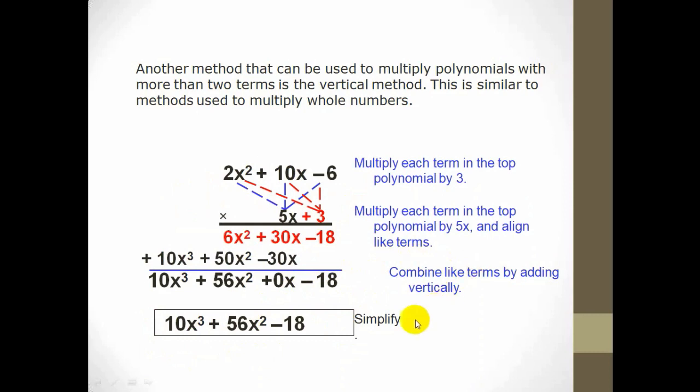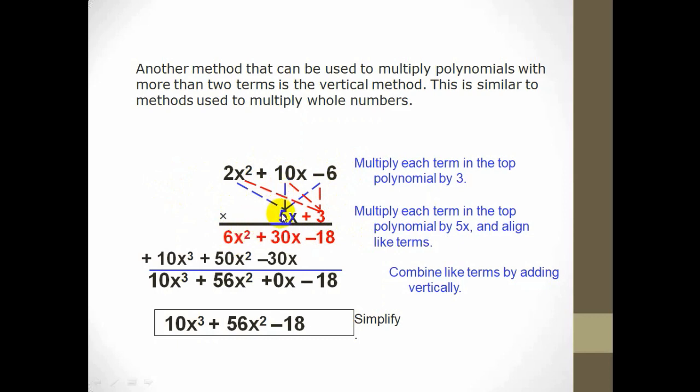Now another method that can be used to multiply polynomials with more than two terms is the vertical method. This is similar to the method used to multiply whole numbers. This is the first polynomial and this is the second polynomial. Multiply each term in the top with 3 and then multiply each term in the top with 5x and align like terms. So 3 multiplied by minus 6 is minus 18, 3 multiplied by 10x is 30x, 3 multiplied by 2x square is 6x square.